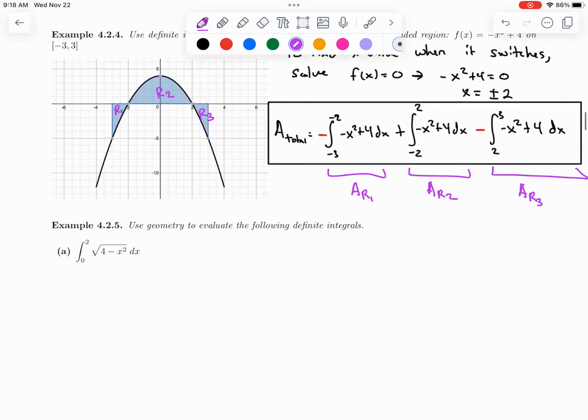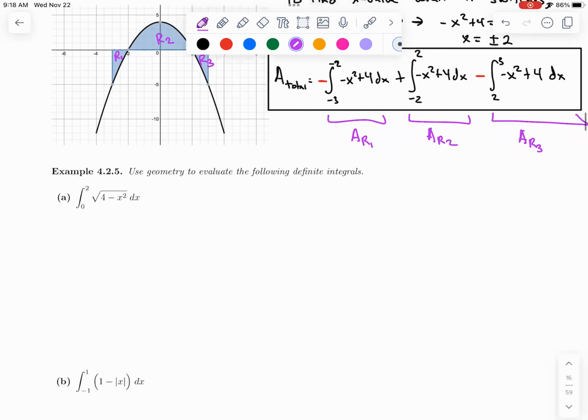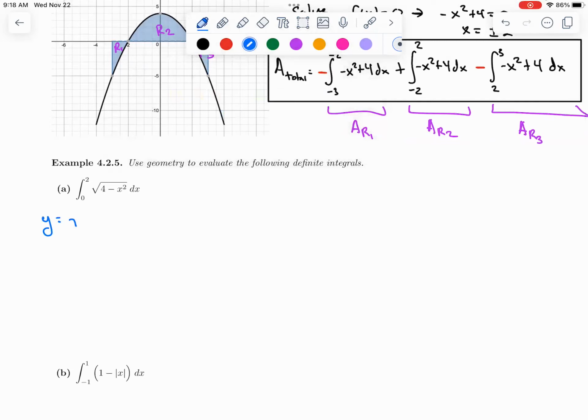Use geometry to evaluate the following definite integrals. The integral from 0 to 2 of the square root of 4 minus x squared. So the curve y equals the square root of 4 minus x squared. We have to remember what this means. The definite integral represents the area under the curve of the integrand, the thing on the inside. So we're going to be trying to find the area under that curve. Does anybody know what that curve is?